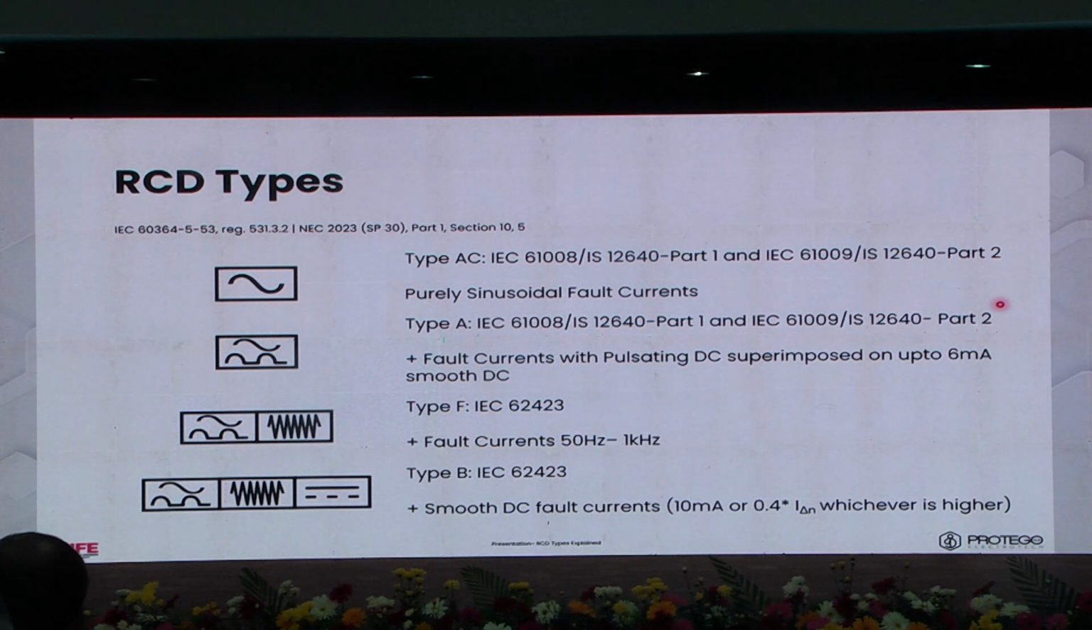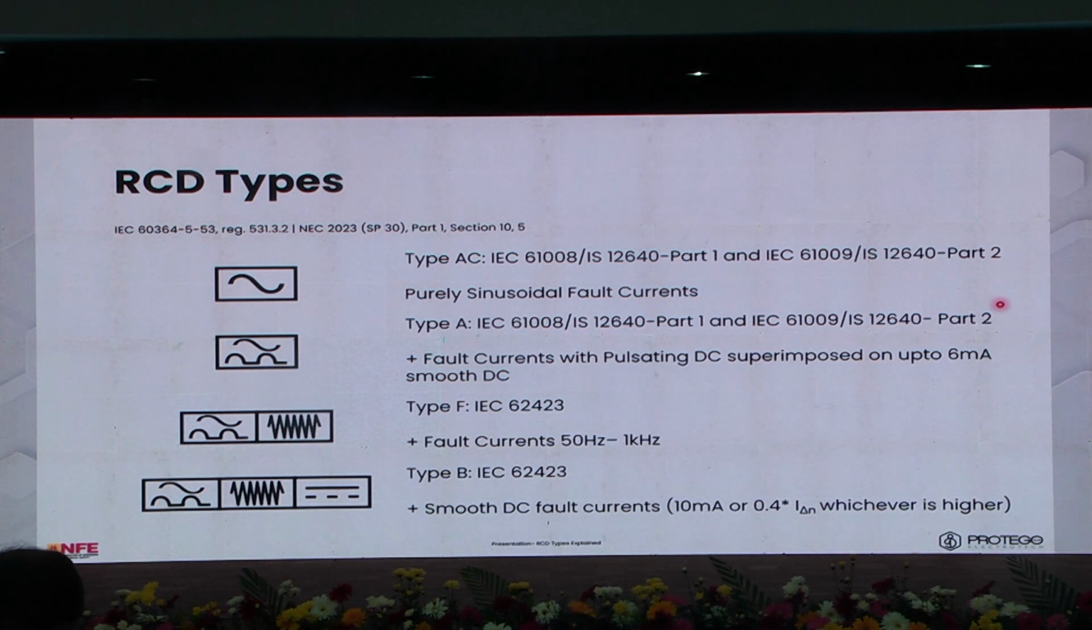Then you've got type Fs, which is a completely different standard. There is no current IS standard for this. It's 62423, which is the IEC standard. This can do everything that type A and AC does, and it can also do residual current, so that's an earth leakage current that is between 50 hertz to 1 kilohertz. So then if you have a frequency converter, a VFD, an inverter AC, this kind of an RCD takes care of that as well.